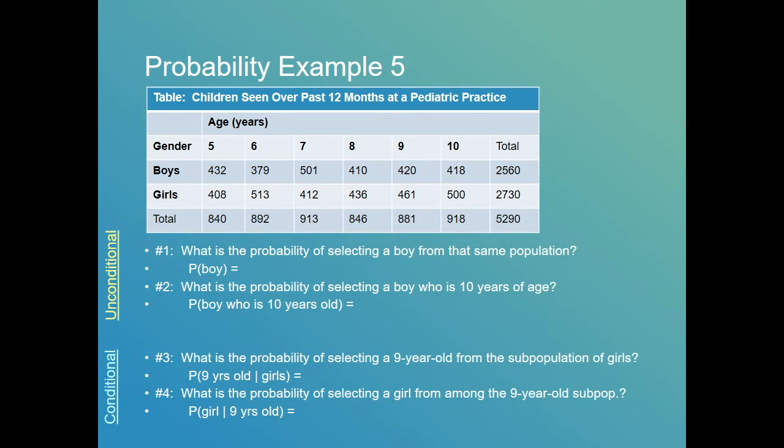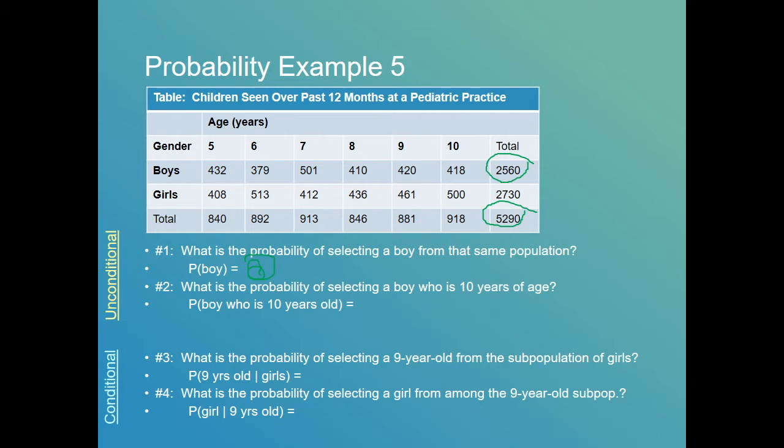Here we have an example of some unconditional and conditional questions about probability. So here we have a table of children seen over the past 12 months at a pediatric practice, their age listed as well as their gender, and then the totals. The first question, we want to know the probability of selecting a boy from that same population. So we want to look at the total number of boys divided by the total number of the population. So 2560 divided by 5290. That would be this value that number 1 is asking for.